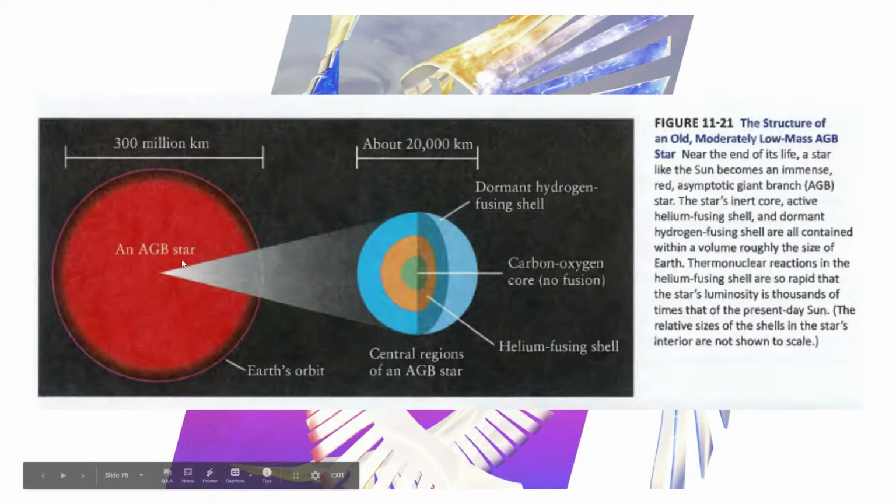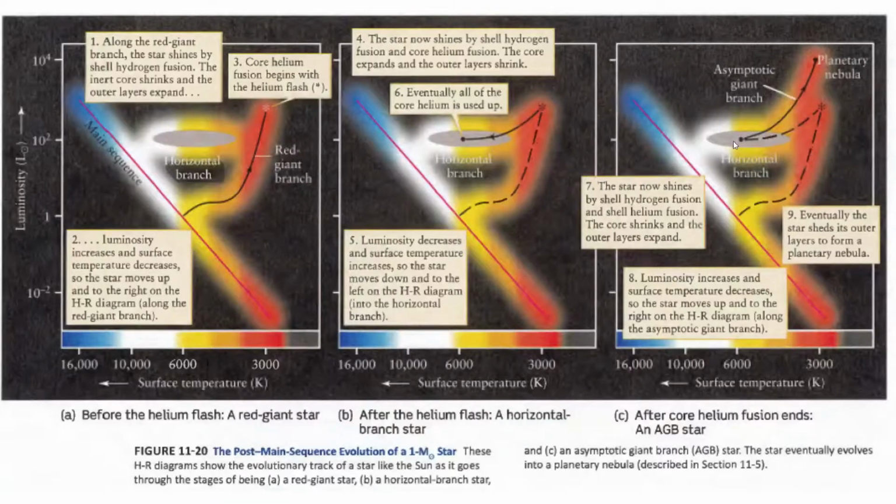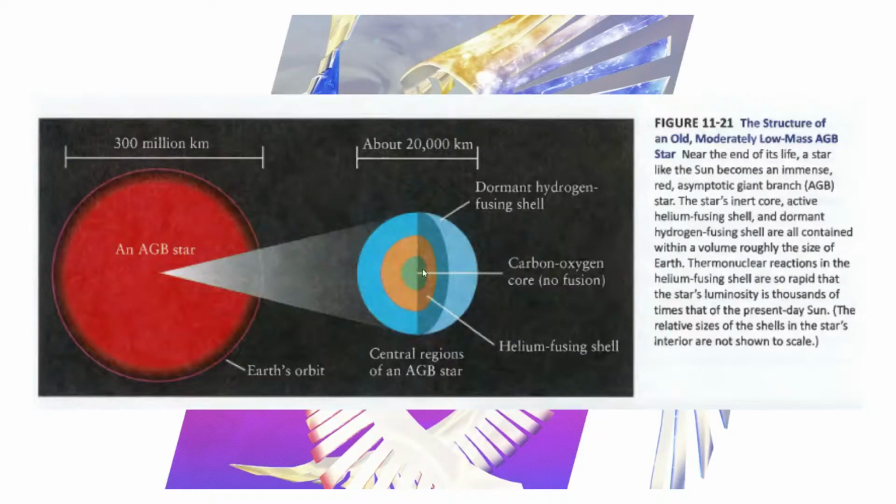So here we see the structure of an old, moderately low mass AGB star. So this is the stars that are right here. Okay. They have the carbon and oxygen core not doing anything. They have a shell of helium that's still fusing. And at this point, you see it's a dormant hydrogen fusing shell, but at one point this was also fusing. We see Earth's orbit would be this big. So not Earth itself, Earth's orbit would be as big as this star is, which this star would be gigantic at that time, but that's why they're called giants, right?